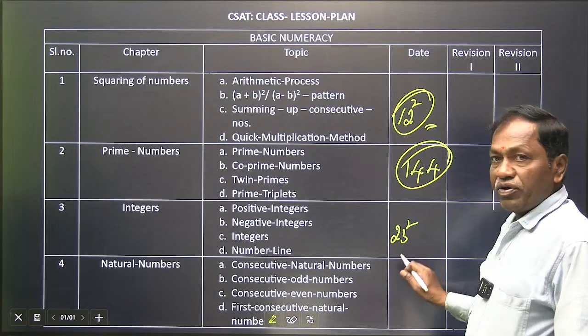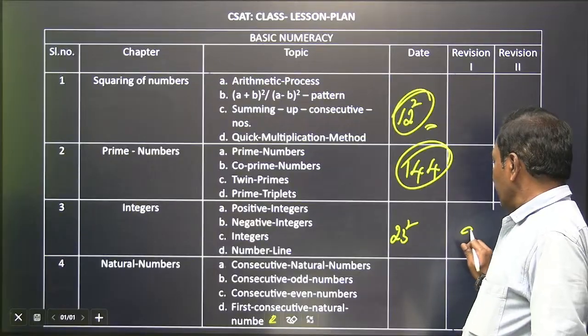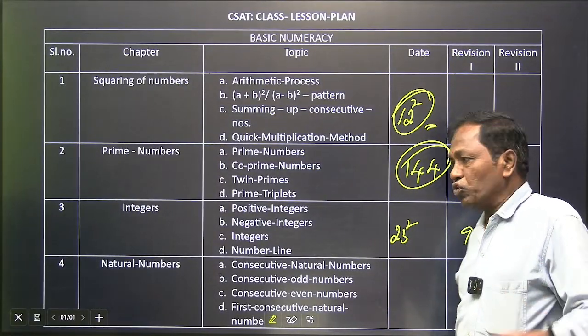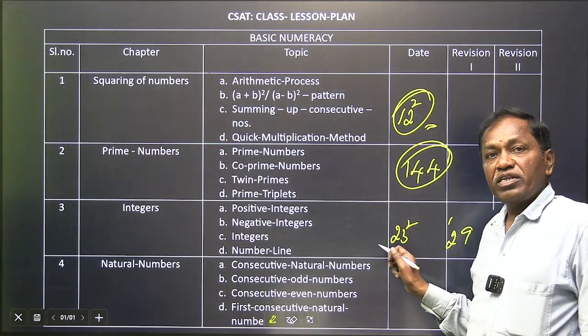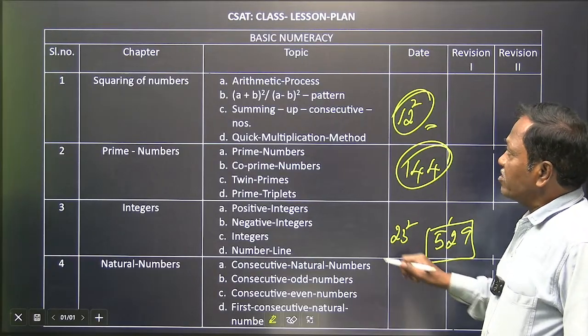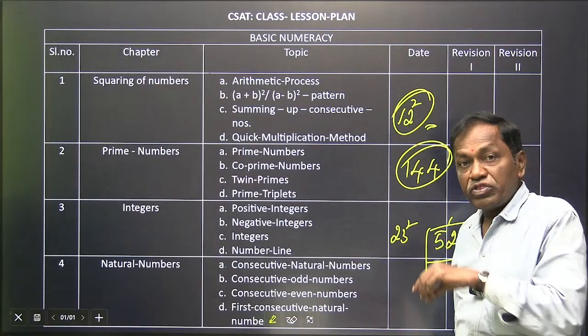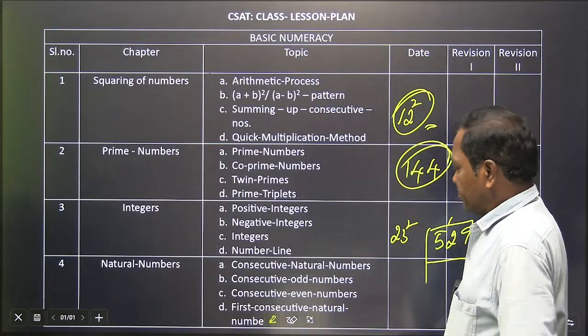Say for example 23 square. How can we do that? Right-hand side first, 3 square. 3 square is 9. 3 into 2 is 6. Double it, 6 into 2 is 12. Take one digit here, one carry. And 2 square is 4. 4 plus 1 is 5. See, that's why I did the arithmetic process. Mentally you can finish this job without taking pencil and paper.